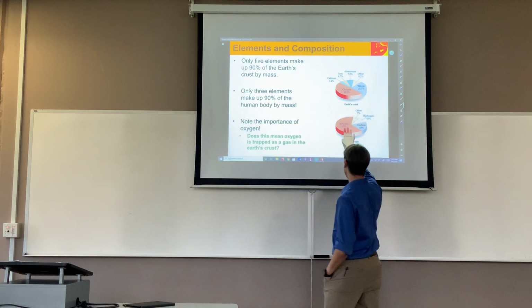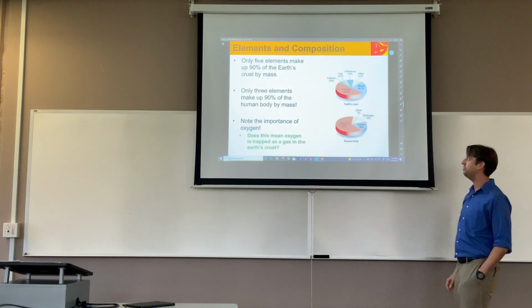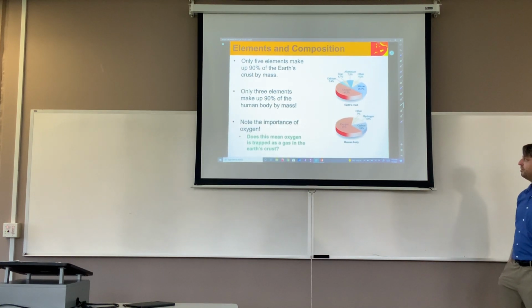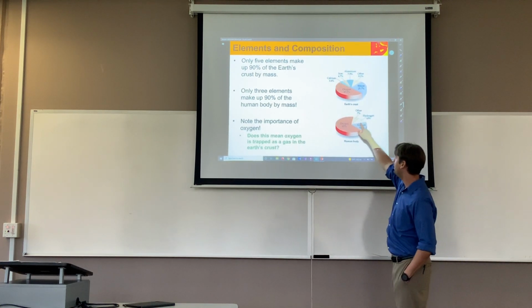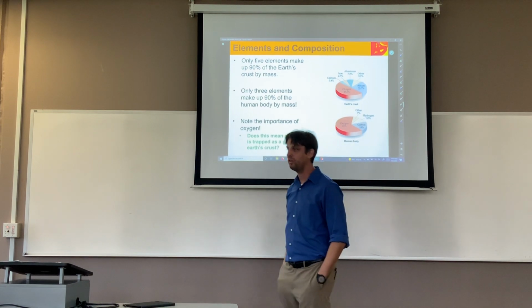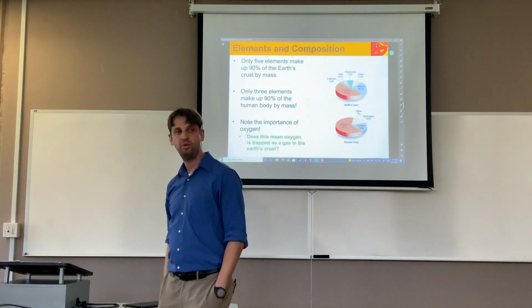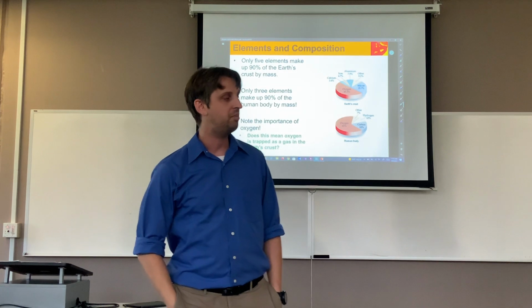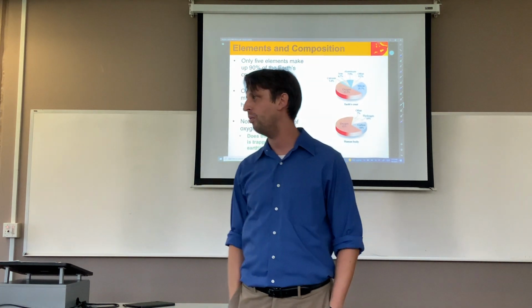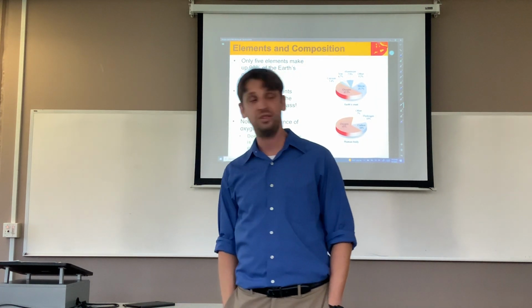About 3 elements make up 90% of the human body. Oxygen is a huge chunk of it, hydrogen is a huge chunk, and then carbon. So pretty much these are what makes up most of what's inside of you. We probably already know the common statement that you guys are 70% water, so there's a lot of hydrogen and oxygen there.